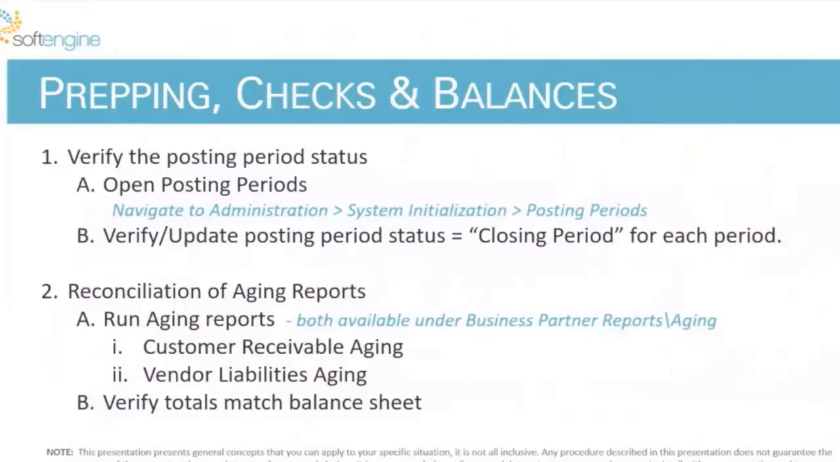As part of the system preparation for period end in your SAP Business One system, you will want to update or confirm your period status is set to closing period. Note, typically this is just a system check, as many clients have the posting period set up to automatically change the status on a specific day for the following period. However, since this can also be manually updated as needed, you will want to confirm the status.